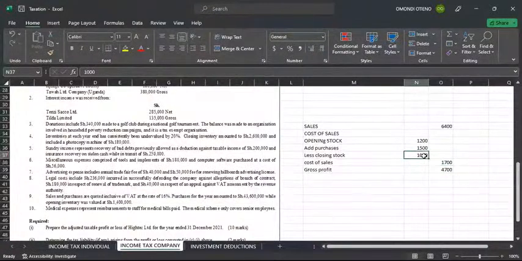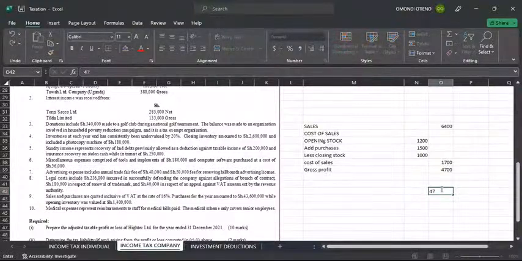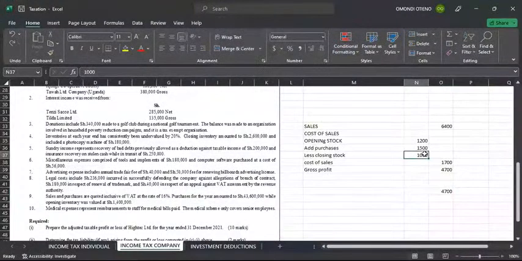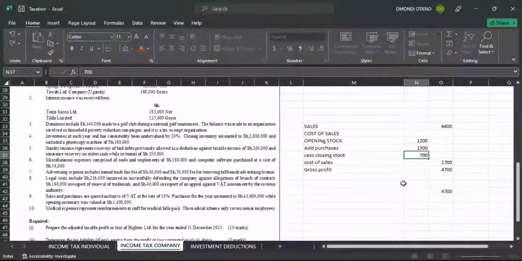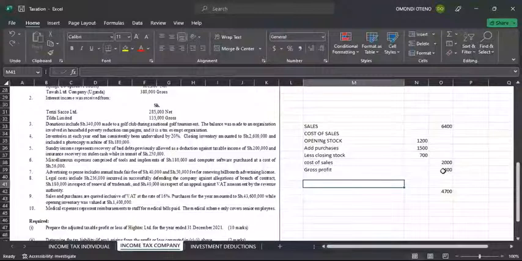So we want to remove it. It should not be there. It means our real closing stock should be of what value? 700. So let's see. If we bring in 700 there as the real value of closing stock, tukitoa ile photocopying machine. Let's look at our profits.